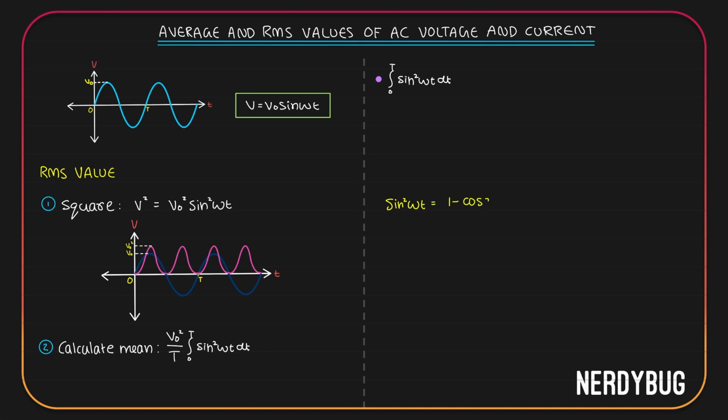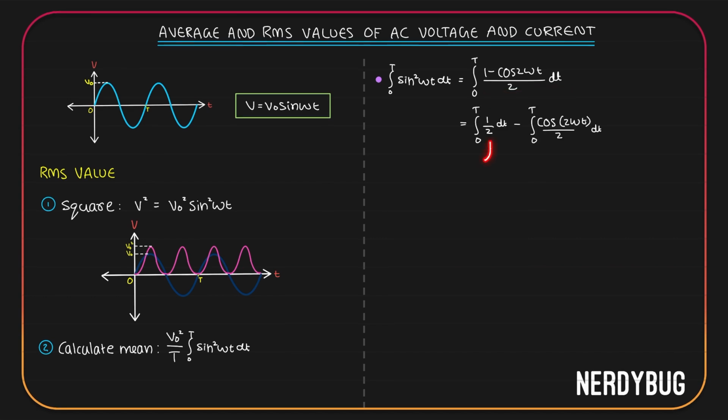1 minus cos 2 omega t divided by 2. So here we can write integral from 0 to T of (1 minus cos 2 omega t) divided by 2 dt. We can split this into two: integral of 1 by 2 dt and integral of cos 2 omega t by 2 dt. 1 by 2 is a constant. Let us take it out of the integration. Here again we have integral of dt from 0 to T. It is T. Let us replace it by that.